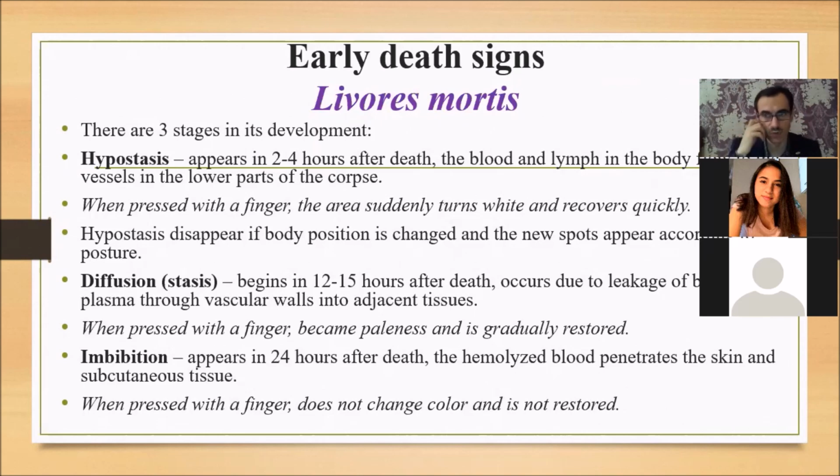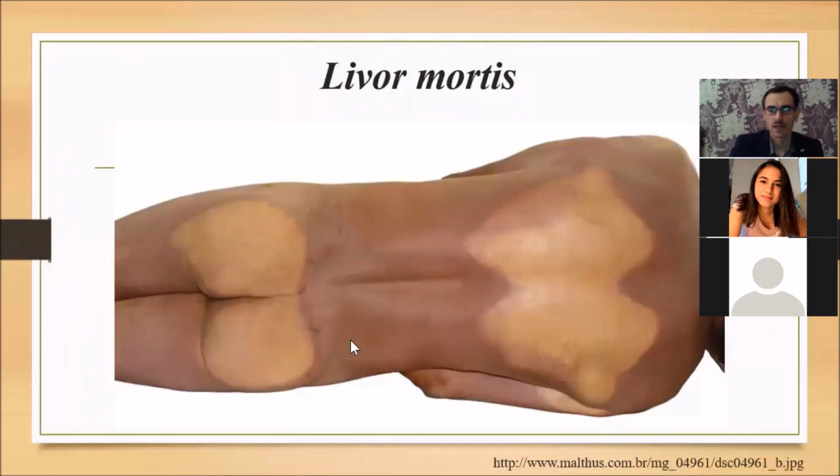All of the blood flows to the lower part of the corpse by the rules of physics. If the corpse lies, for example, on its back, all of the blood by gravitation will flow to the lower parts of the corpse, and it depends on the position of the corpse. Do you understand me? Yes. And here you see the livor mortis.